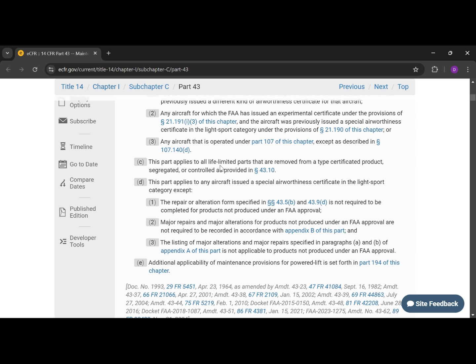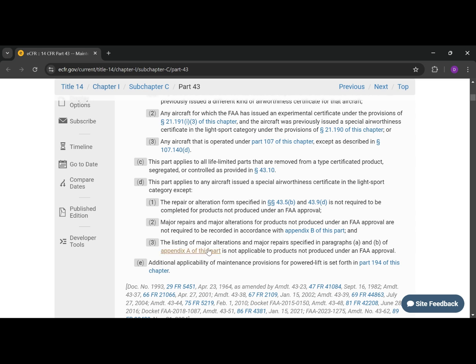This part applies to all life-limited parts that are removed from a type certificated product, segregated, or controlled as provided in 43.10. This part applies to any aircraft issued a special airworthiness certificate in the light sport category, except the repair or alteration form specified in 43.5(b) and 43.9(d) is not required to be completed for products not produced under an FAA approval. Major repairs and major alterations for products not produced under an FAA approval are not required to be recorded in accordance with Appendix B of this part.